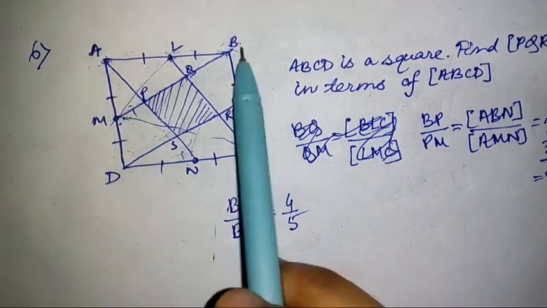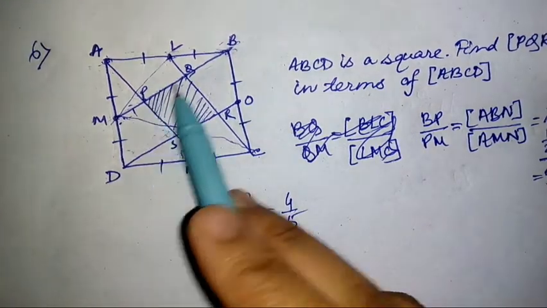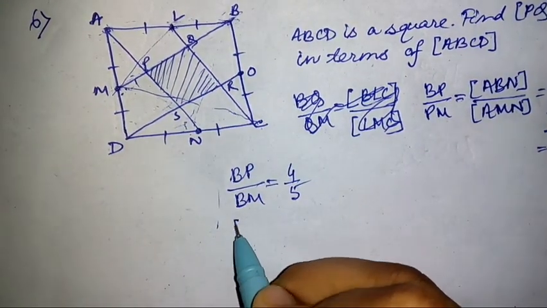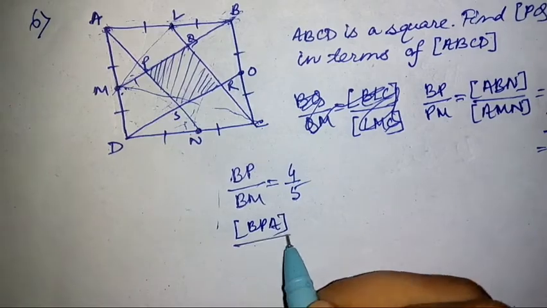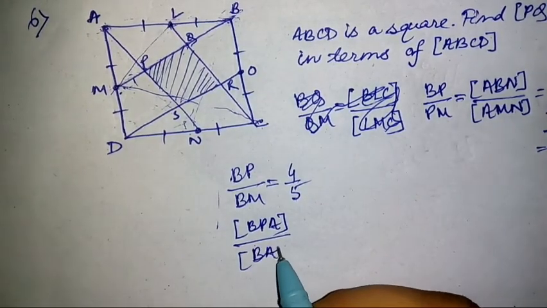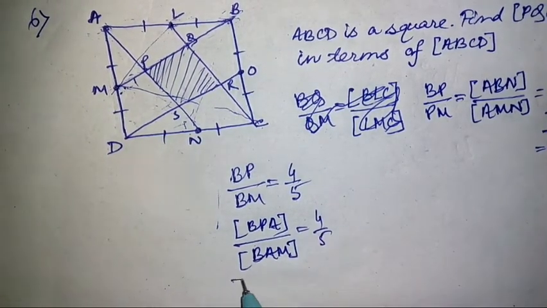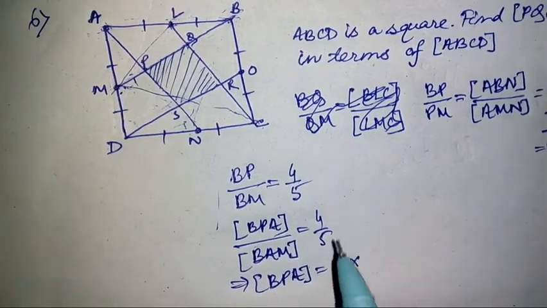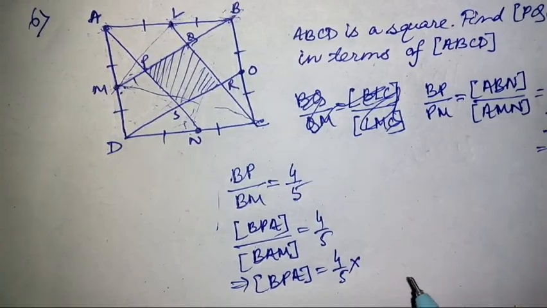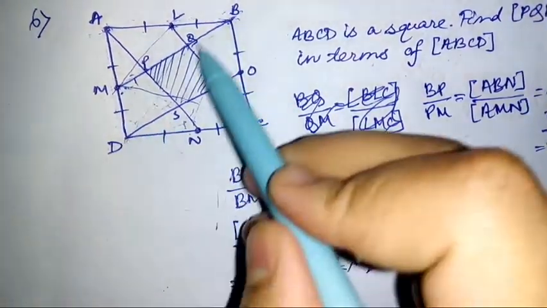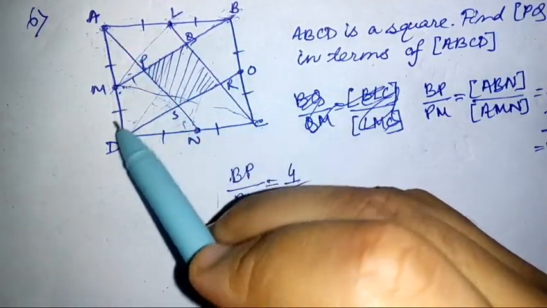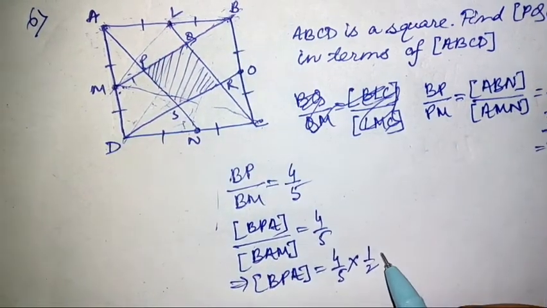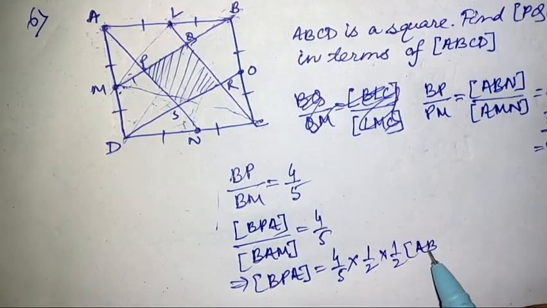Now we can calculate the area of this one very easily. So using the area theorem, BPA by BAM is 4 by 5. So BPA is 4 by 5th of BMA. BMA is nothing but half into this whole, and this is the square and this is a parallelogram, so half into half of ABCD.